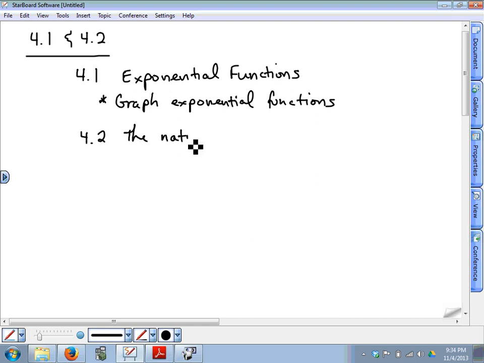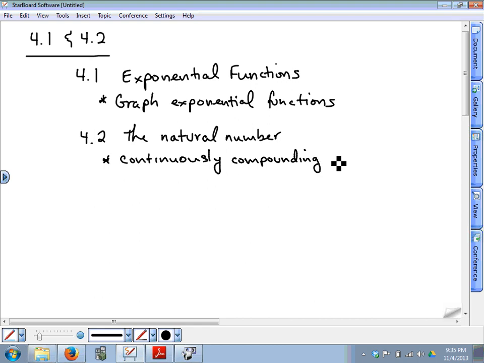the title of that is called the natural number. And from that section, really all we need to get to is what's called continuously compounding interest. Both of these are topics that were covered last year in Algebra 2. So hopefully you'll remember a little bit of this.